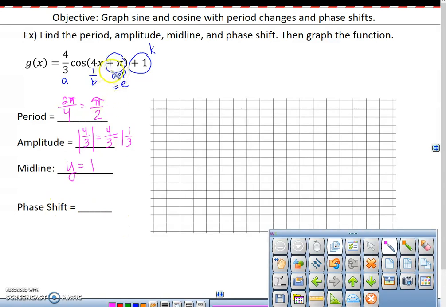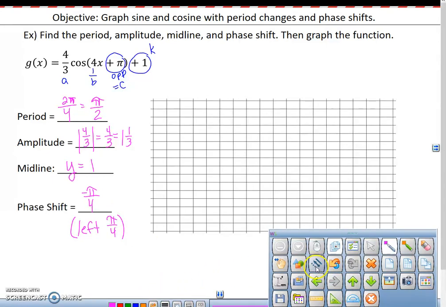And then our phase shift. So phase shift, again, we need c, which is the, let's make that look more like a c there, instead of an e. So phase shift, c, is the opposite of that positive pi. So that would be a negative pi divided by the 1/b parameter, which is a 4. And so there's no need to simplify that. That is negative pi/4. It's our phase shift. Since it's negative, that means our translation is to the left, that pi/4 radians.